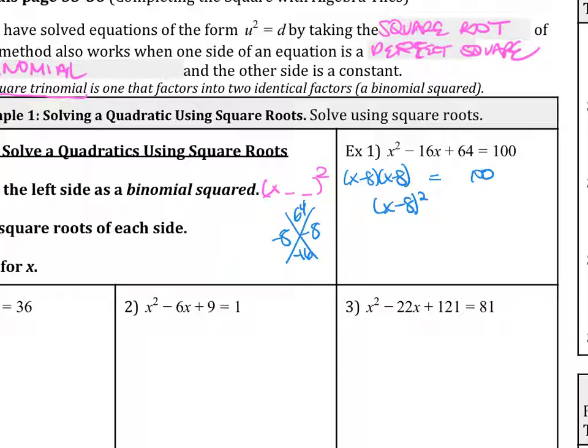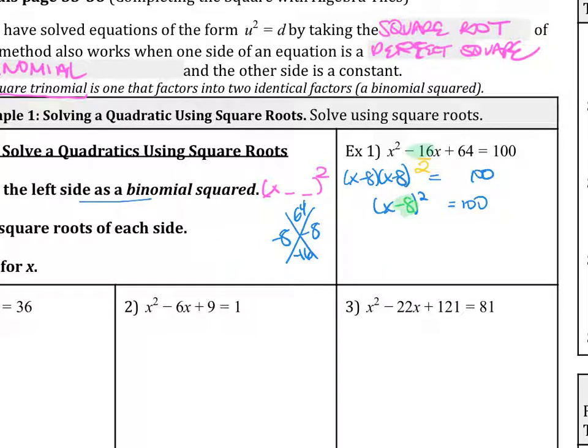So one way to figure that out is that we're just taking the b value in here and dividing it in half, and that's the number that's going to go inside. So notice, negative 16 divided by 2 is a negative 8, which is what is in here. Okay, so that's like the short way of thinking about that. So this is x minus 8 squared equals 100.